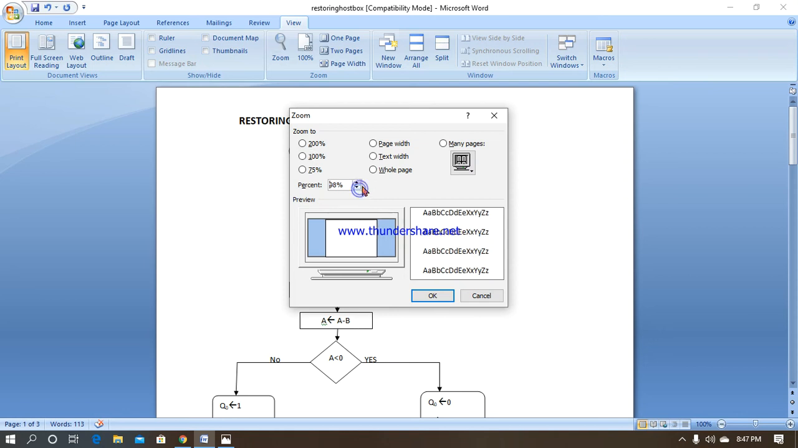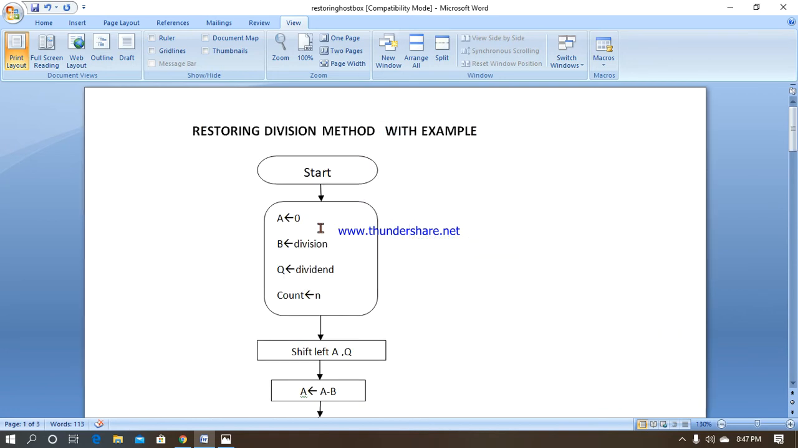This is a topic called restoring division method with example, as I have a flowchart as well as the strategy. Restoring division method with example. First we see the flowchart.